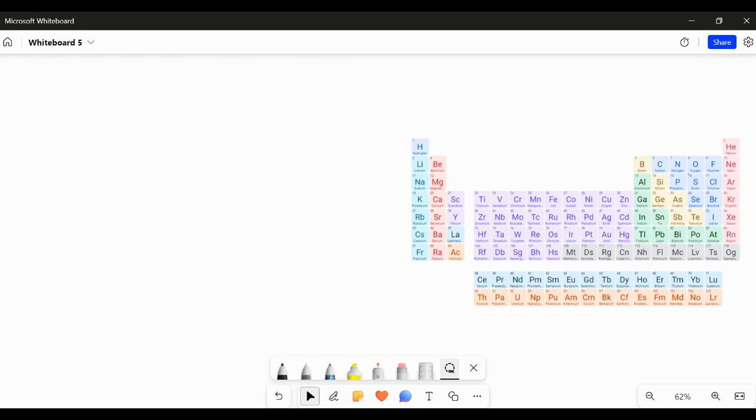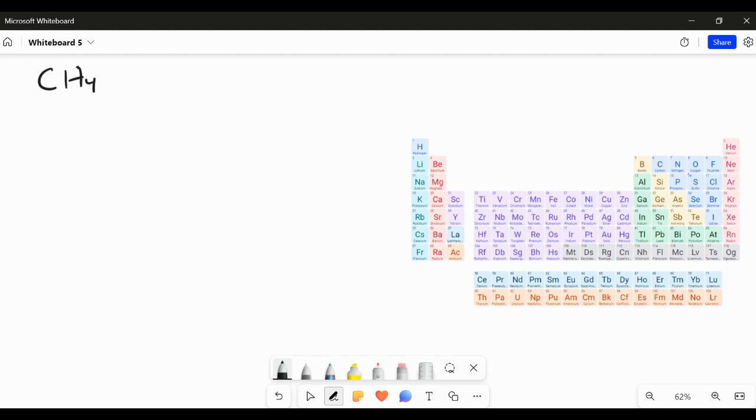So let's start out with a relatively simple one. Let's start out with CH4. CH4 is a covalently bonded compound. We can tell because they're all nonmetals here. Remember, hydrogen is not a metal, it's an exception. Even though it's in group 1, it is not technically a metal, it is a nonmetal.